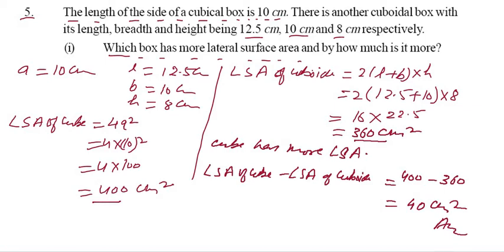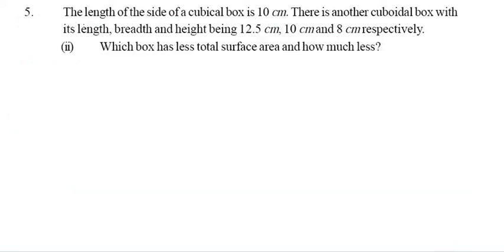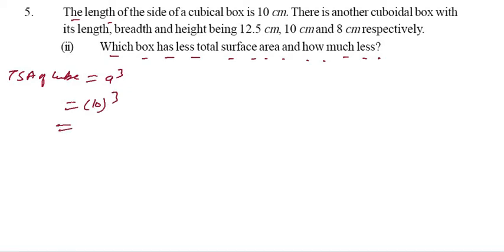Now come to the next question, second part. Which box has less total surface area and how much less? So first of all, total surface area of cube. The length is 10 centimeters. So you can say a, it is 10. And that is the TSA of cube.